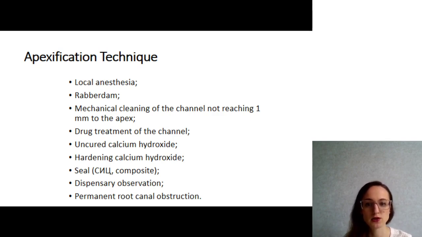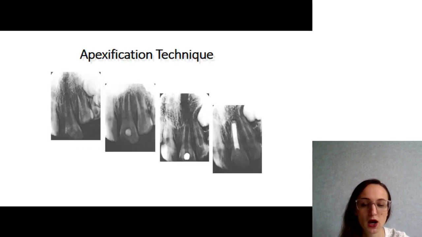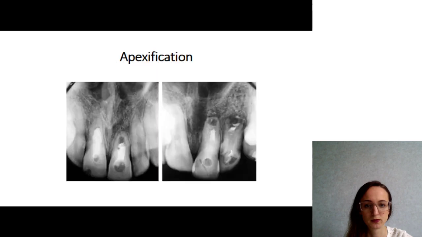Then apply calcium hydroxide, let it harden, and seal with glass ionomer cement or with composite. Dispensary observation and permanent root canal obturation. Apexification technique. Look, it's a very wide apex. And after treatment, apexification.